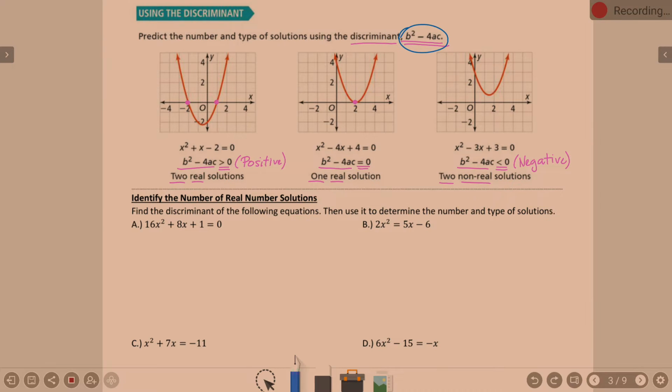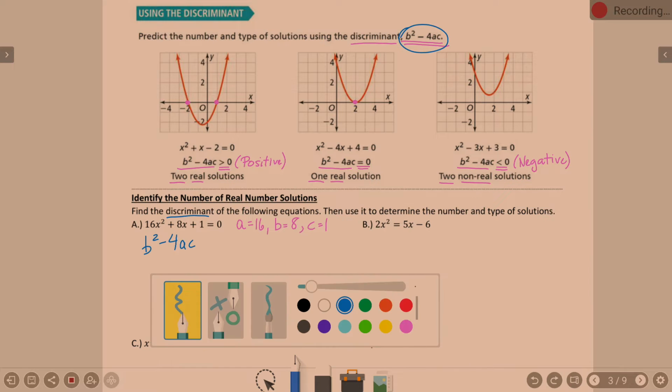So, let's start off with A here. They're asking us to find the discriminant and then use it to determine the number and type of solutions. The discriminant is b squared minus 4ac. Shall I mention my ABCs? A is 16, it's in front of x squared. B is 8, it's in front of x. And C is 1, the number at the end. So, fill that information in.